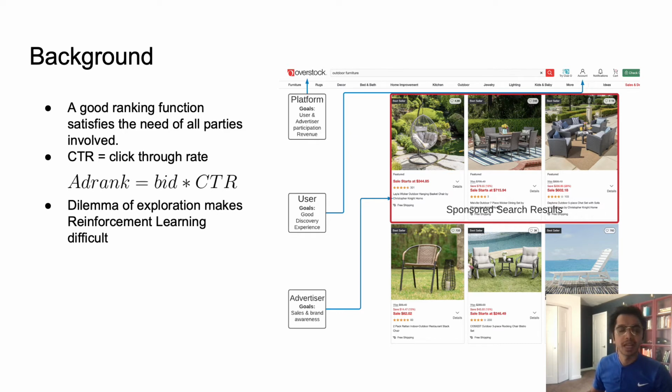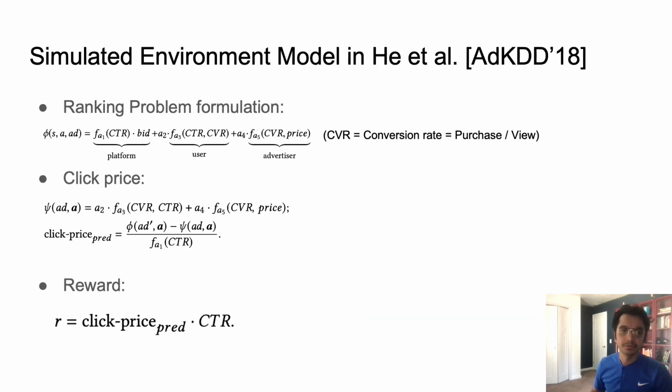But applying reinforcement learning to sponsored search has been underexplored, primarily due to the dilemma of exploration. Random exploration can be prohibitively expensive for sponsored search ranking. In practice, we can't do exploration online in production due to potentially incurring significant revenue loss while exploring. We aim to address these concerns in our paper.